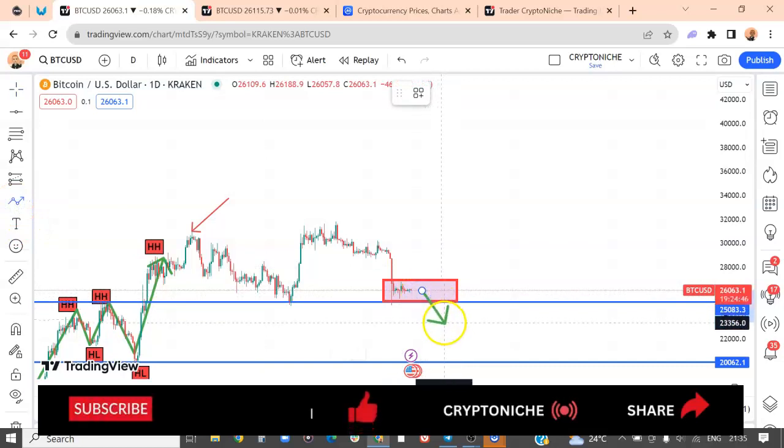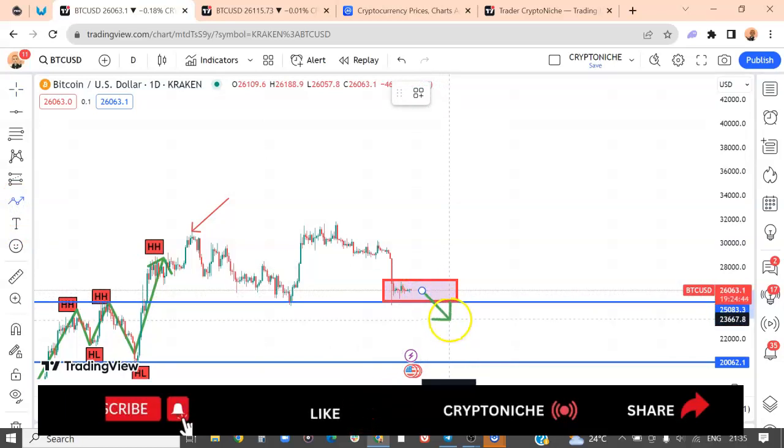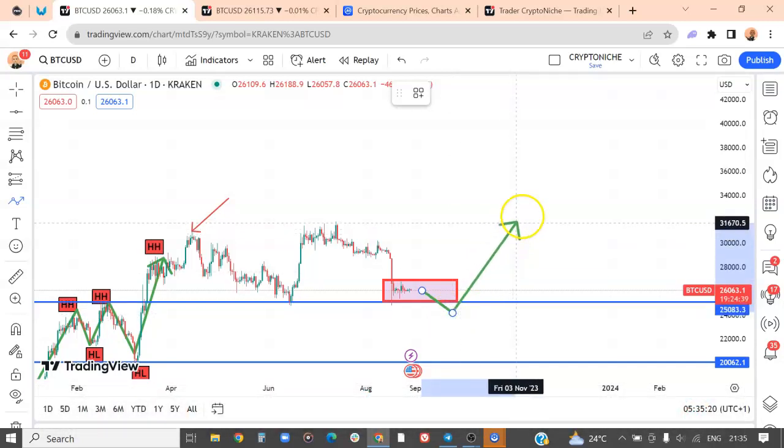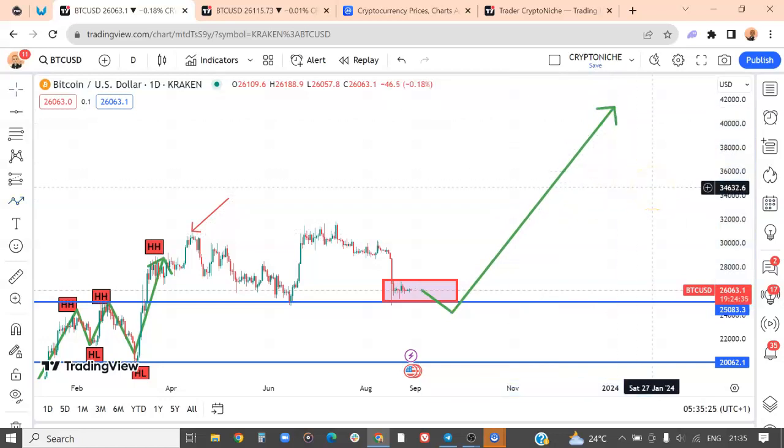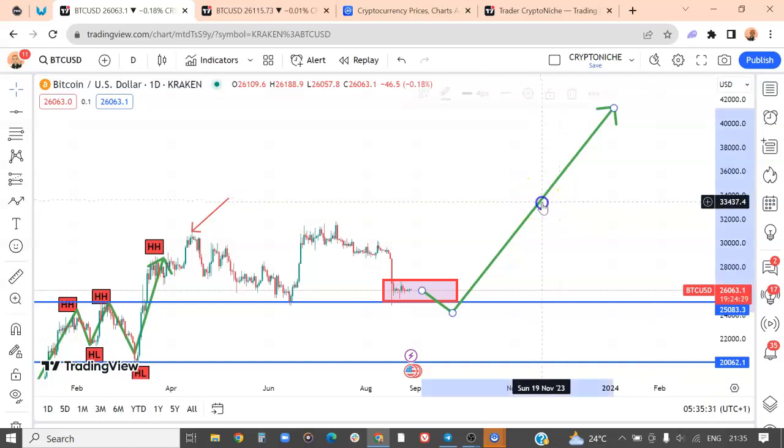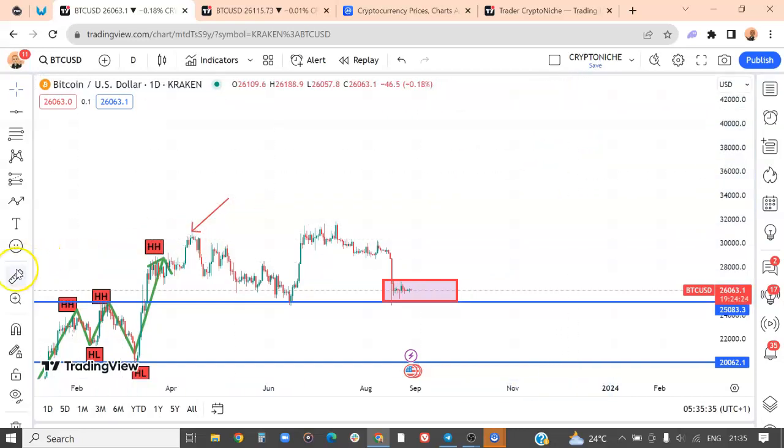Okay, the movement to 24, somewhere around 24,000. Okay, the moon. Yeah, that's it. Then it pumps like crazy. Of course, it's not going to actually just go boom like that. No, no. There will be some pullback as usual.